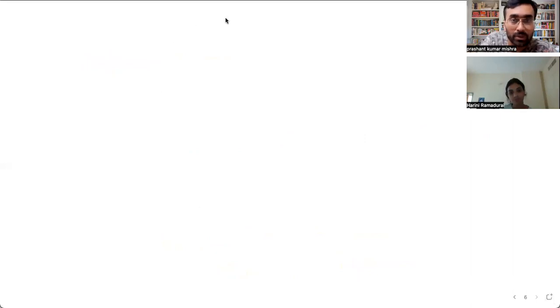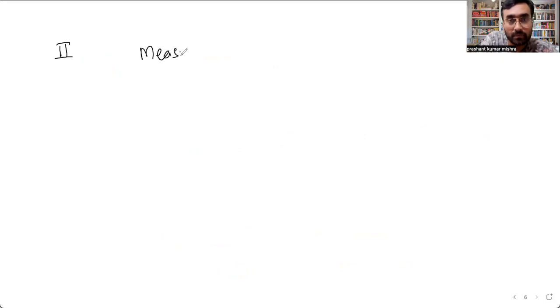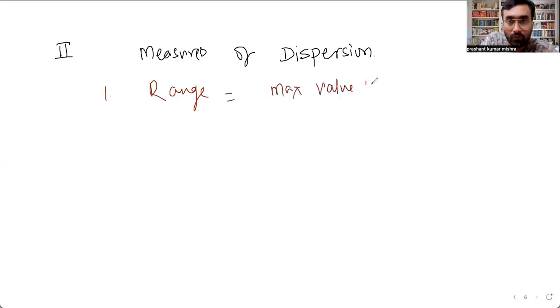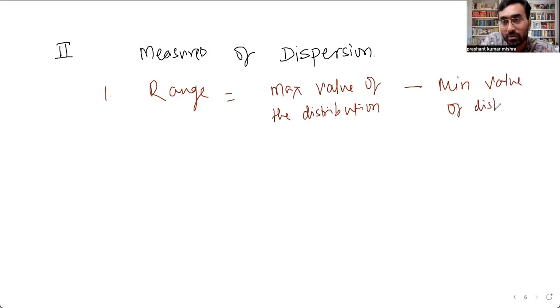Now, the next topic that comes in grade 11 is measures of dispersion. First of all, in this, we should know the range. Range is very simple: it is the maximum value of the distribution minus the minimum value of the distribution.